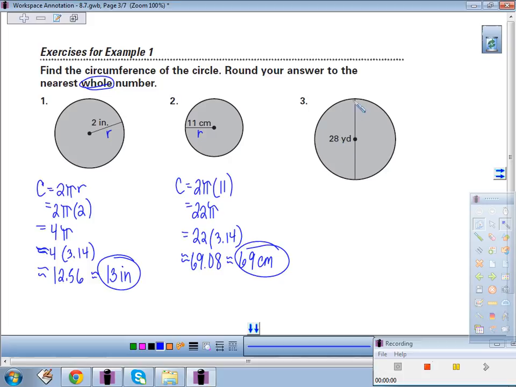And number 3, this time they give us the length from 2 points on the circle that goes through the center of the circle, and that makes this the diameter. So the diameter is 28, so we can use the circumference formula that uses diameter, which is pi times d. So that would be pi times 28. And if we use 3.14, 28 times 3.14 will give me 87.92, which will round to 88 yards.